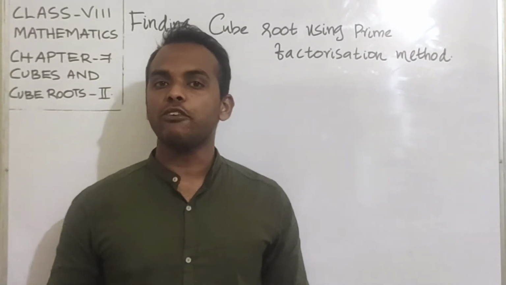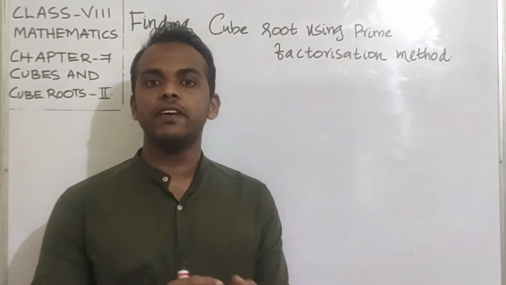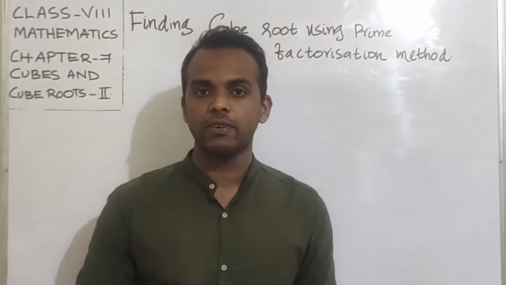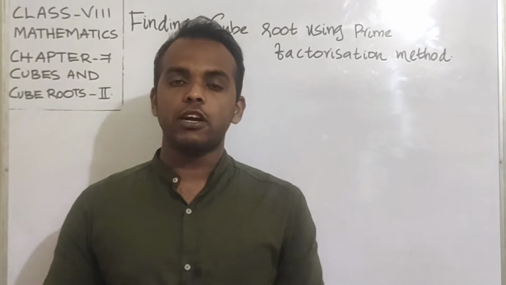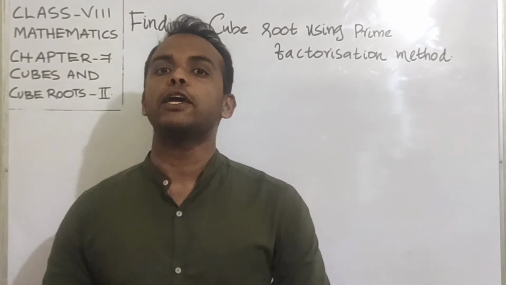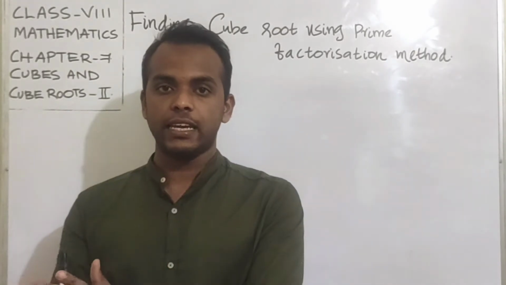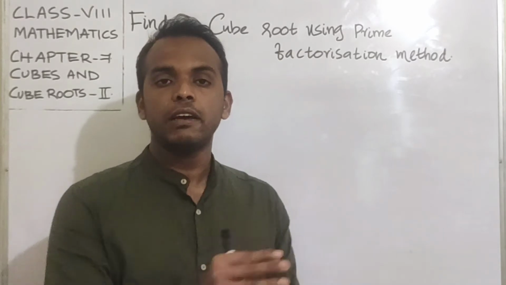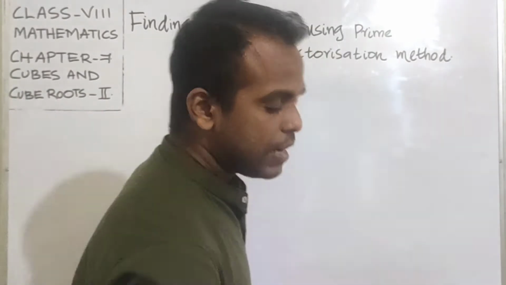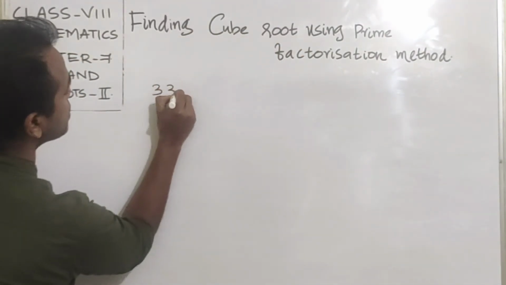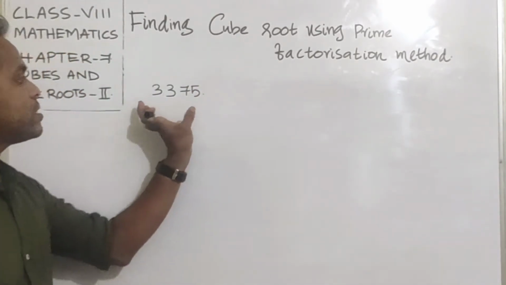Now let's try to learn how to find the cube root of any perfect cube. For this method, we will take the help of the method that we have learned in our last class, that is the prime factorization method. During that topic, we learned that every perfect cube can be grouped into groups of 3. So, using the very same concept, I am going to find the cube root of any given perfect cube. For example, take the number 3375.